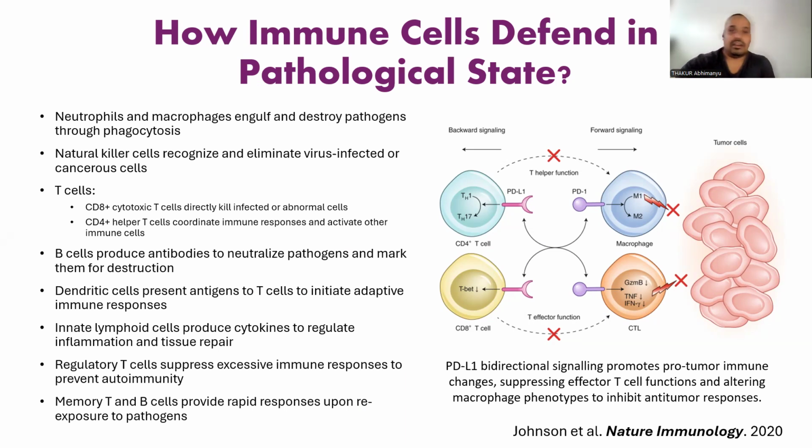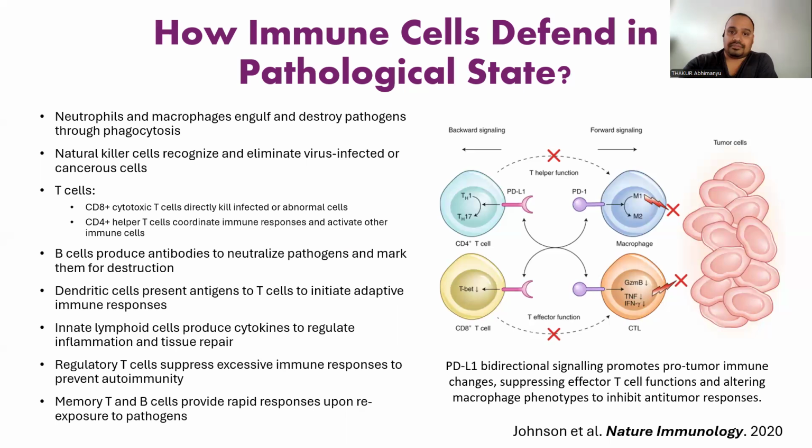CD4 positive helper T cells facilitate the immune response by activating and modulating other immune cells. B lymphocytes produce highly specific antibodies that neutralize pathogens and mark them for destruction. Dendritic cells, which are also immune cells, serve as crucial antigen presenters, and that bridges innate and adaptive immunity by activating the T cells.